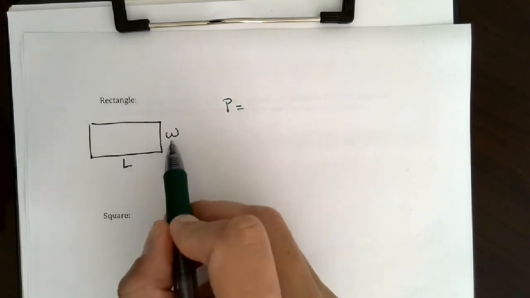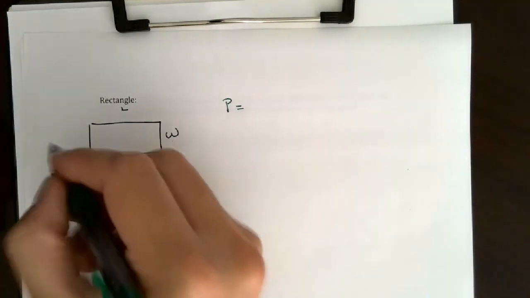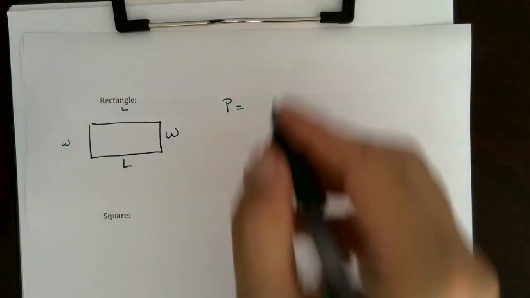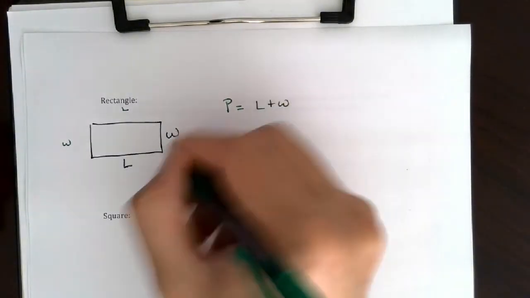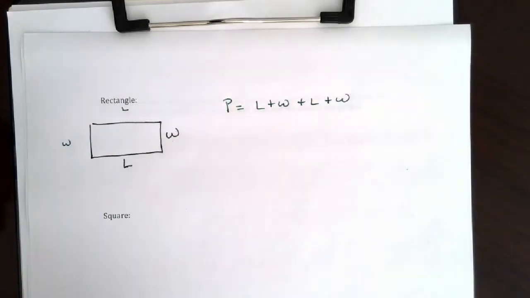I've got length, width, so length plus width. What's this side going to be? Well, this is also going to be L. And then what's this side going to be? Well, this is also going to be W because the opposite sides are the same in a rectangle. So the perimeter is going to be equal to L plus W plus another L plus another W.